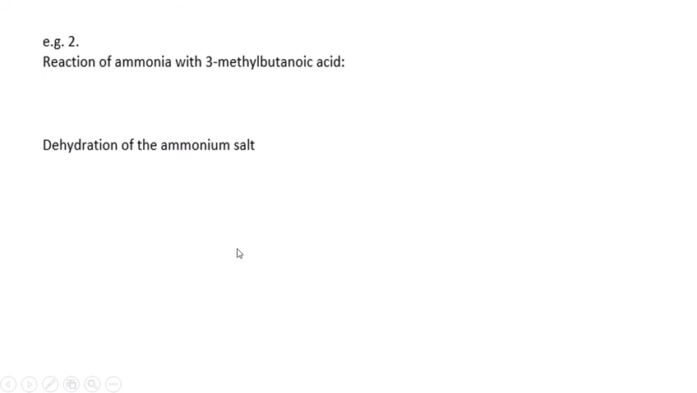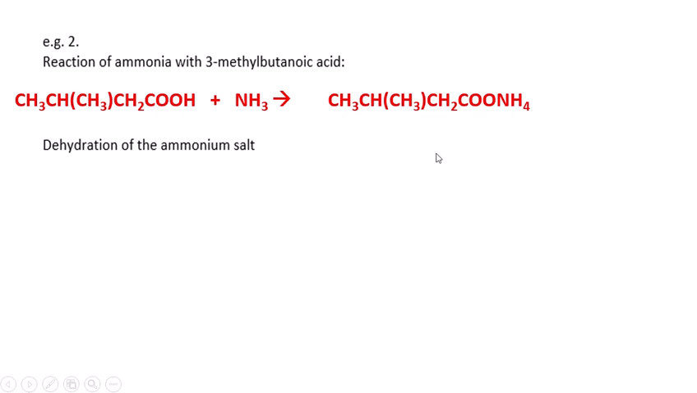The solution to this is then, this time we've got 3-methyl butanoic acid, so 4 carbons. So 1, 2, 3, 4. On the 3rd carbon, this one, you'll have a methyl group, and ammonia. And again, you may have drawn the structure out, but that's fine. And then what you'll get is the ammonium salt. Now, it's the ammonium salt of 3-methyl butanoic acid, so 3-methyl butanoate, so ammonium 3-methyl butanoate.